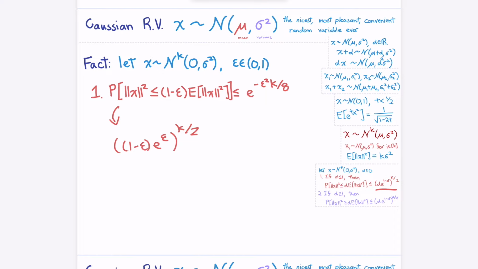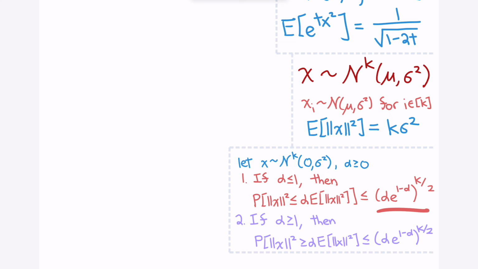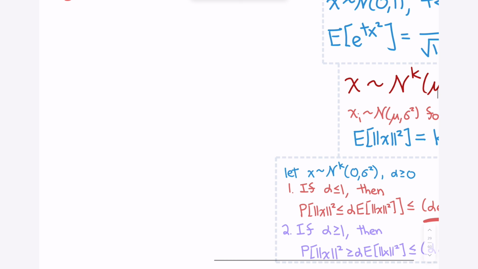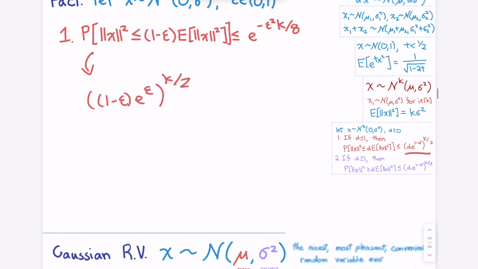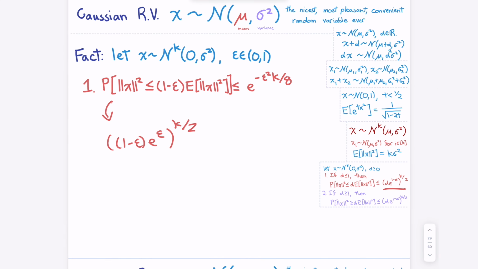Wait, what did we just plug in? What did we get? We haven't proven this yet, but this is the more general one for any alpha less than or equal to 1. And now I'm going to plug in 1 minus epsilon for alpha. So here alpha is 1 minus epsilon, and then 1 minus alpha becomes epsilon.